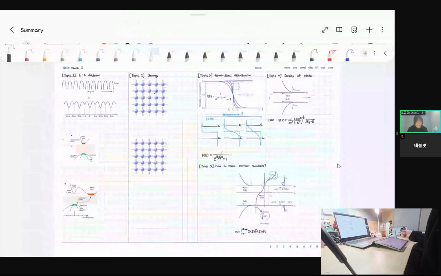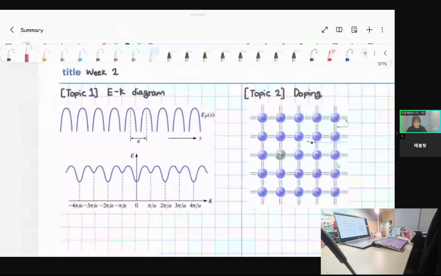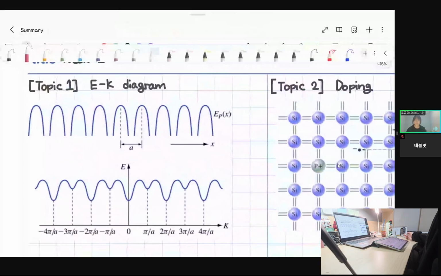From this time, we continue to discuss the basic concepts to understand semiconductor devices. This time we have two big topics. The first is the EK diagram. Second is how to explain the carrier numbers. So let's learn about the EK diagram, topic 1.